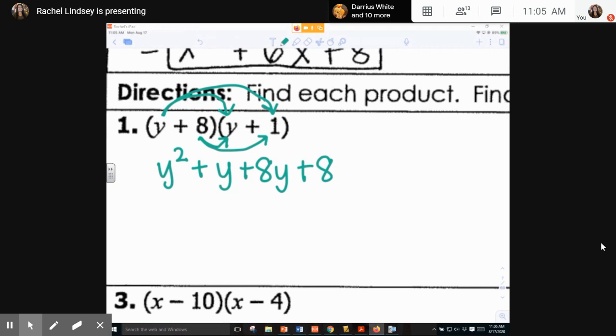Now you have to combine like terms to simplify it and put it in standard form. So bring down the y squared. Y plus 8y gives you what? 9y plus 8.